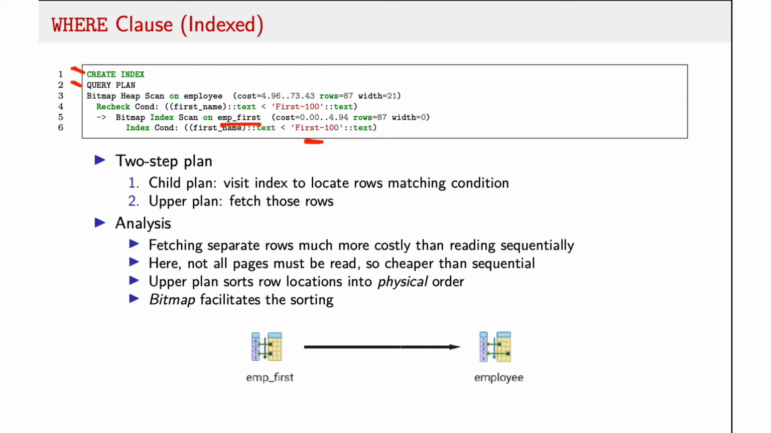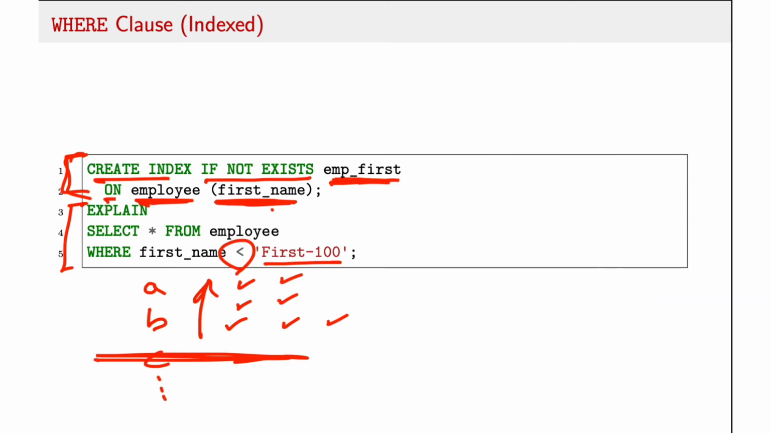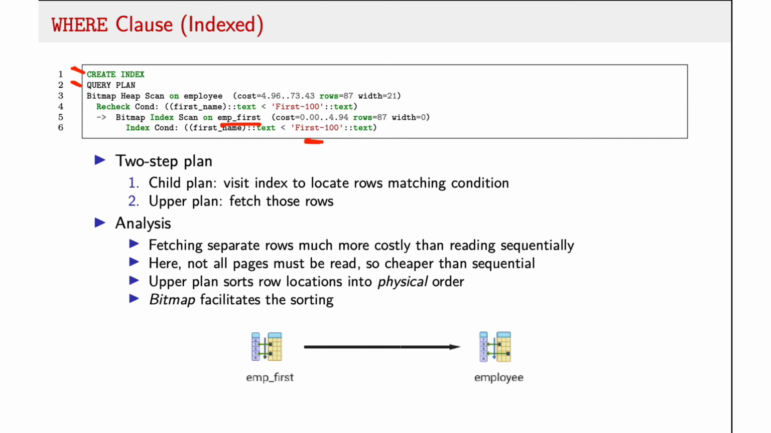So because we're asking for things that are less than first-100, we know that everything up to that point in this indexed list of rows is going to be returned. So we can immediately go to that very first entry in the base table based on the contents of the index and start fetching rows out. So we can immediately start returning things, which is why the startup cost is 0 for this query node. And then the overall cost is only 4.94.